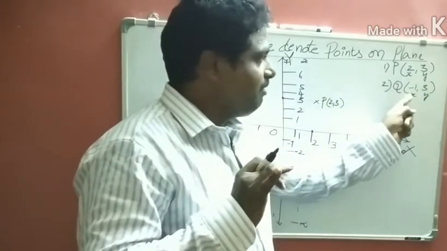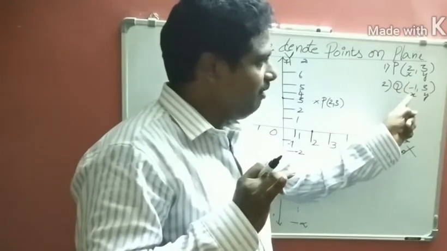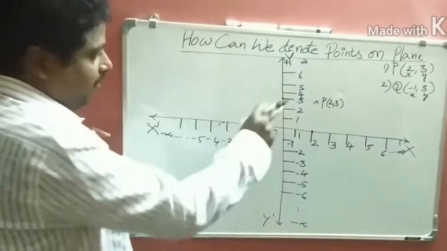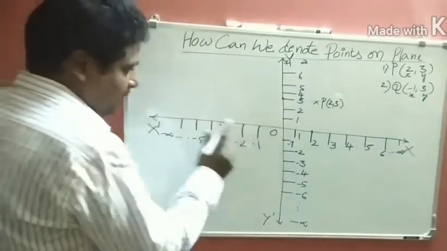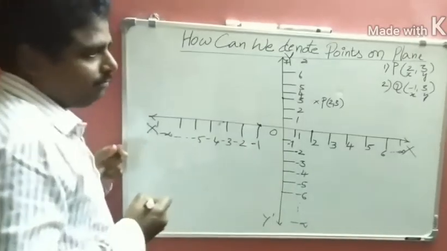So what is the value of abscissa, or the x coordinate, or the first coordinate? Minus 1. So x is equal to minus 1, a negative value, so that should be on the negative x axis. Here we have minus 1. So put a dot here.